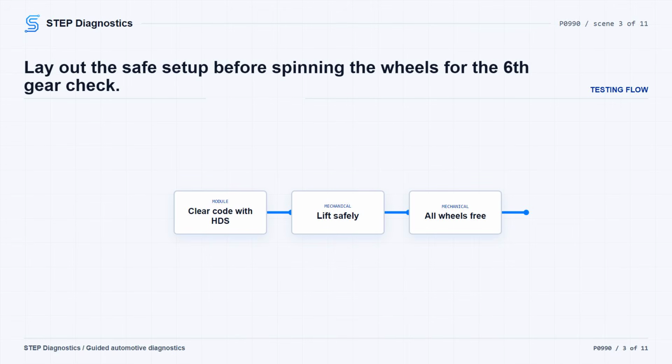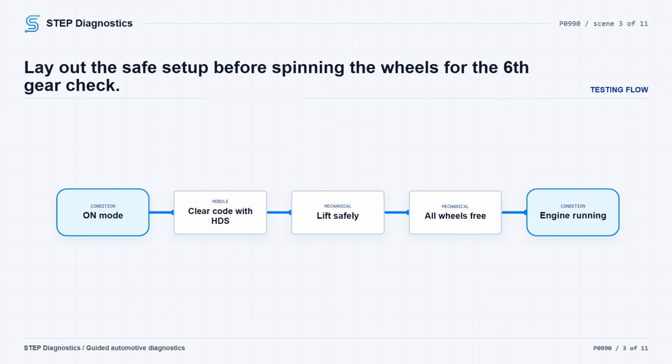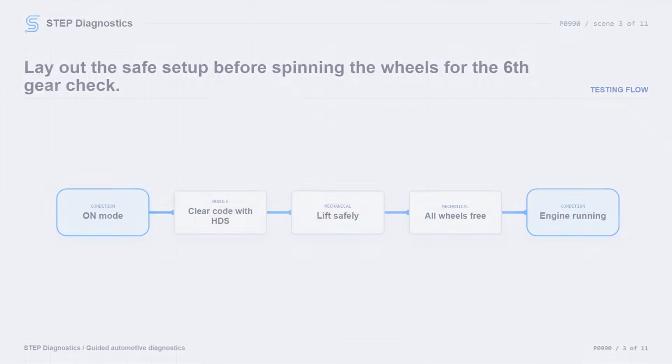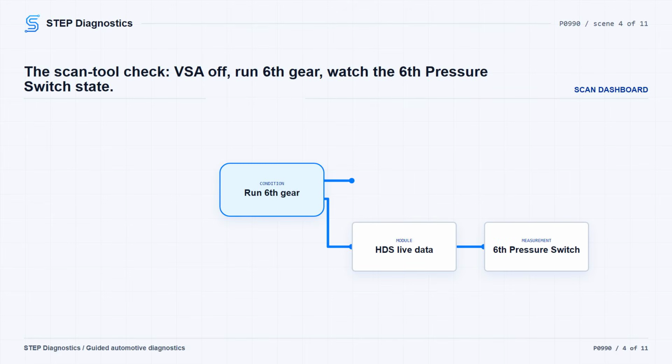Turn the vehicle to the on mode, clear the DTC with the HDS, then raise the vehicle on a lift. Make sure it is securely supported and make sure all four wheels can rotate freely. Start the engine, disable VSA with the VSA OFF button, then run the vehicle in 6th gear and watch the 6th pressure switch parameter on the HDS. Slow the vehicle down and stop the wheels when the check is done.